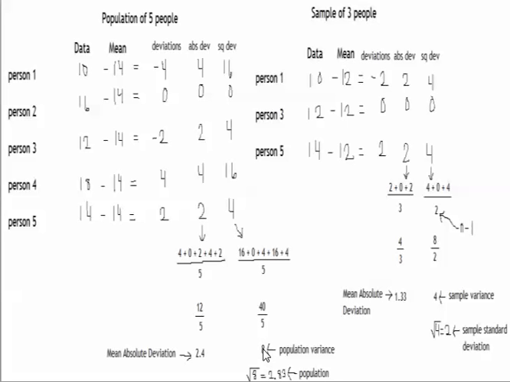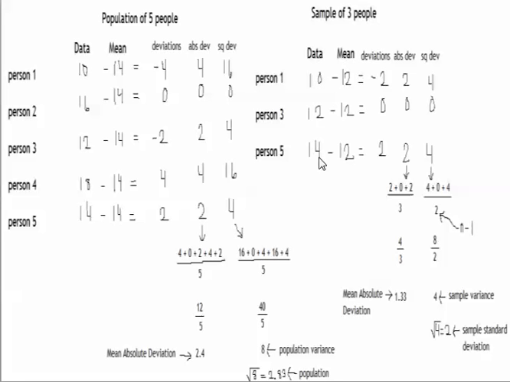If you take the square root of the variance, it becomes a standard deviation. So this would be the population variance. This would be the population standard deviation, the square root of 8. So standard deviation is just one step further from the variance.